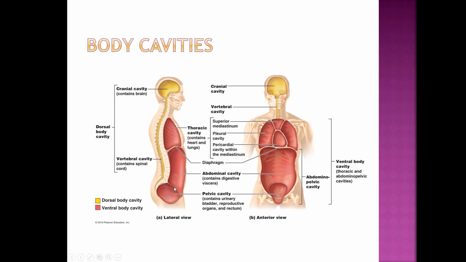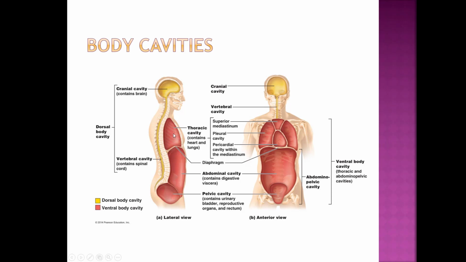In the ventral body cavity, we have the thoracic cavity, which is up here at the top. And we'll get to this view. Let's just look at this sagittal view first, or lateral view. So here's the thoracic cavity, which contains the heart and the lungs. Now there is actually a physical division or separation between the thoracic cavity and the abdominopelvic cavity down here. And this is the diaphragm.